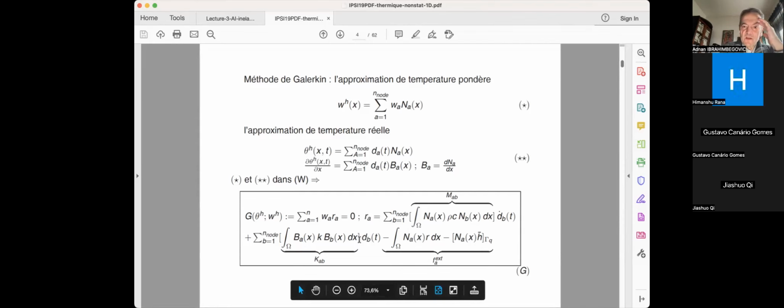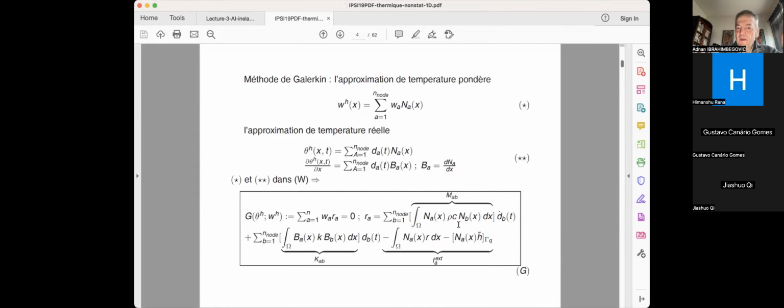I really should not spend more time repeating it. The only novelty is this term. So M is something called the heat capacity matrix.